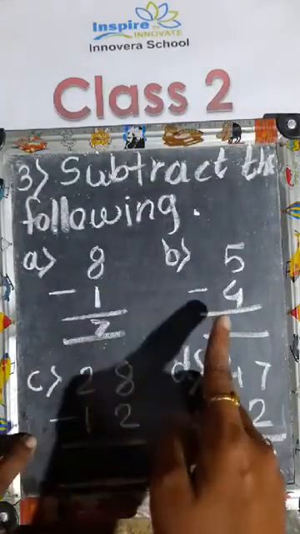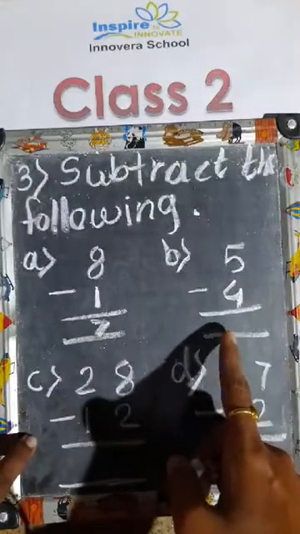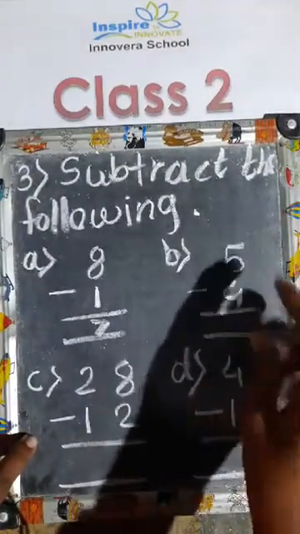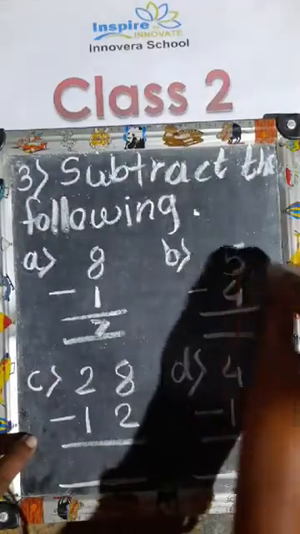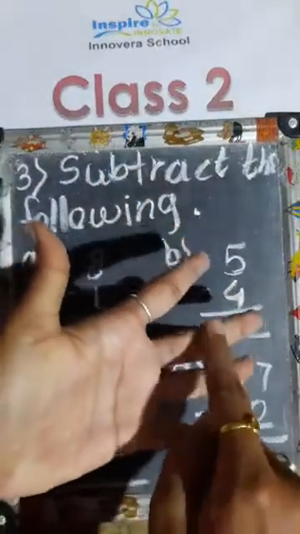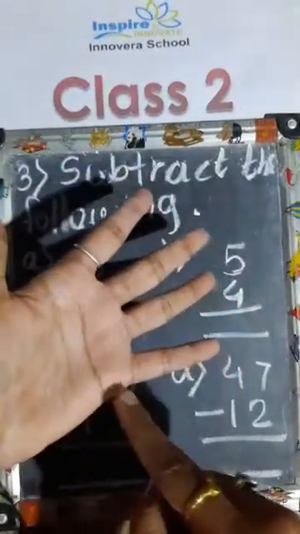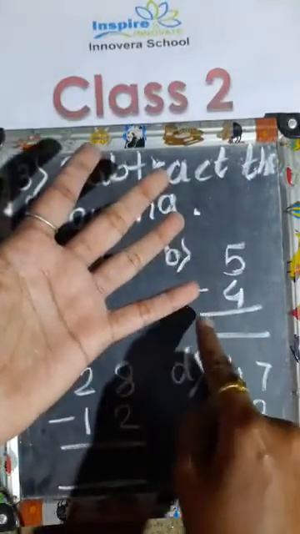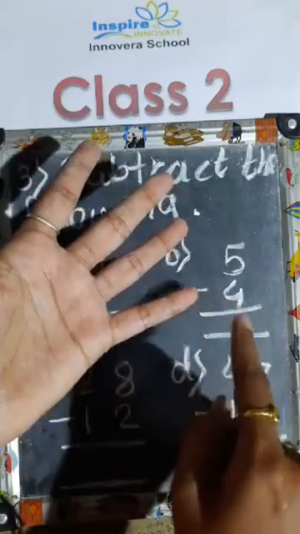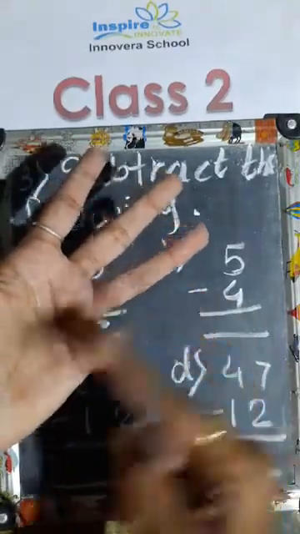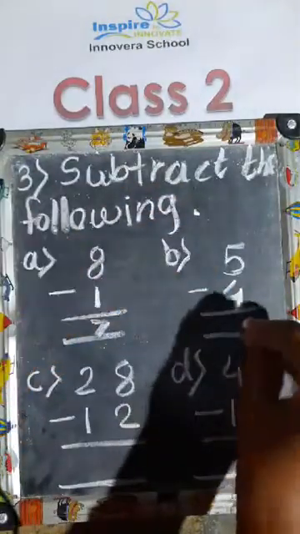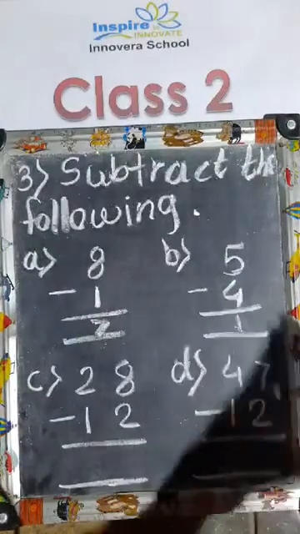We will go to B next. 5 minus 4. You can count on your fingers also. Take your fingers: 1, 2, 3, 4, 5. From them, how many do you have to subtract? The number 4. So subtract 4. Cut 1, 2, 3, 4. What is left? Only one finger. So your answer will be 1.